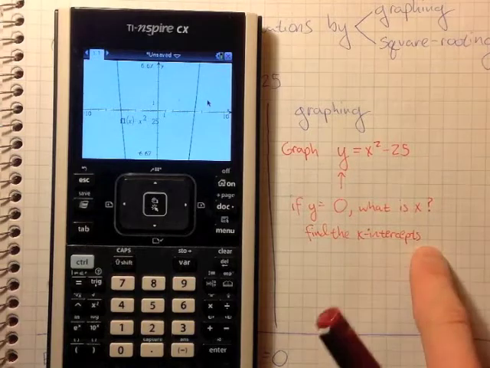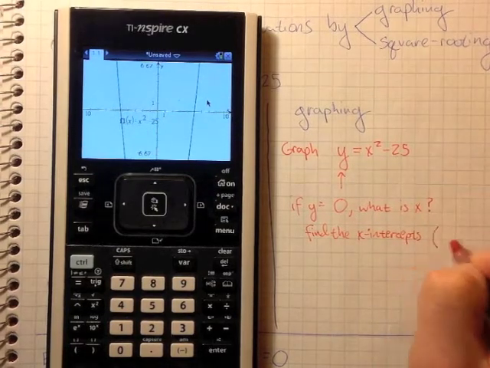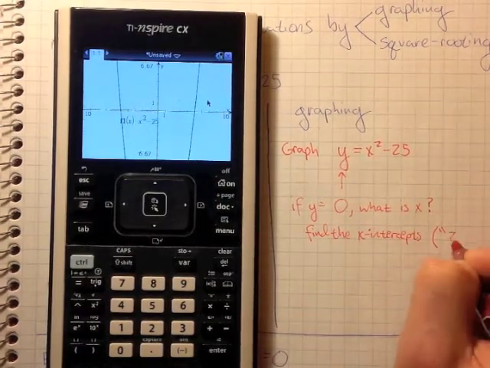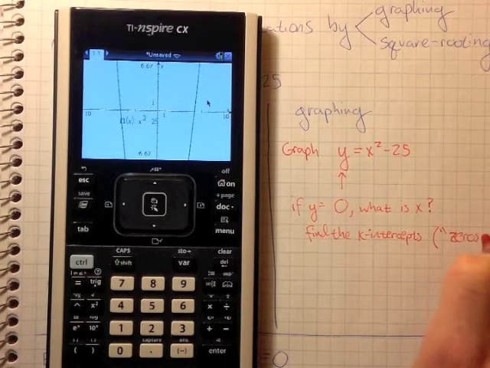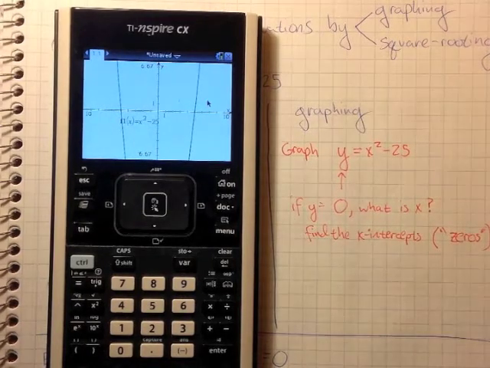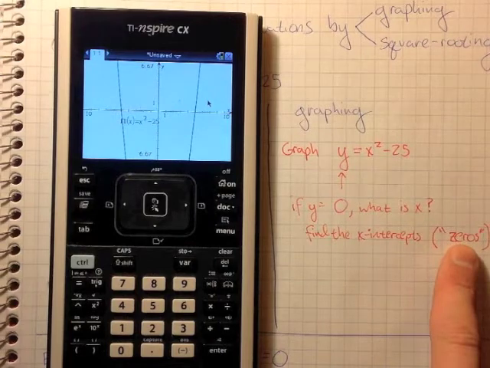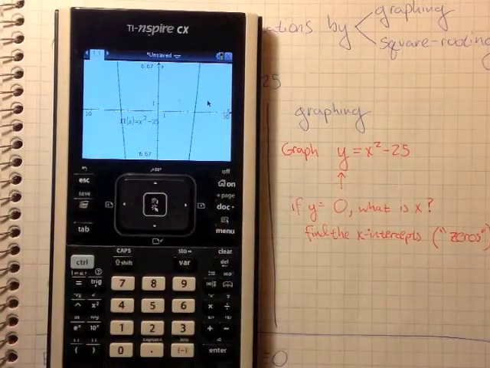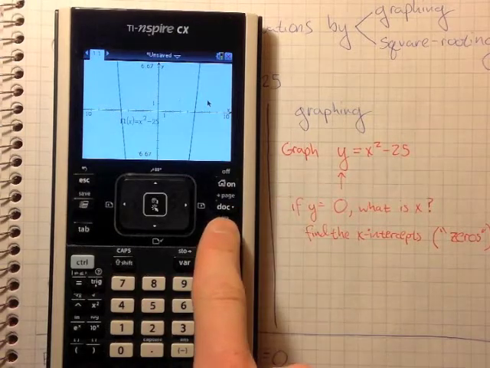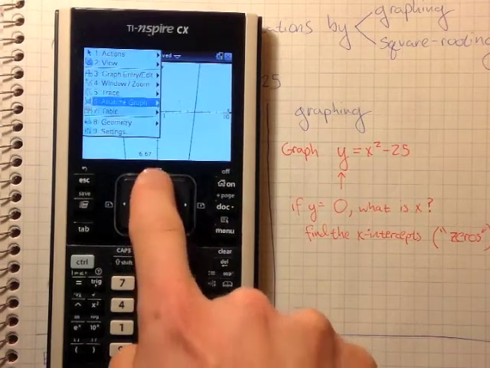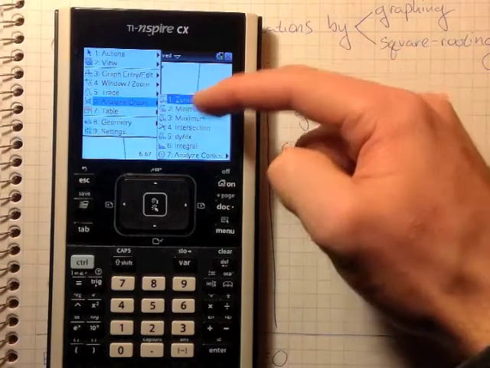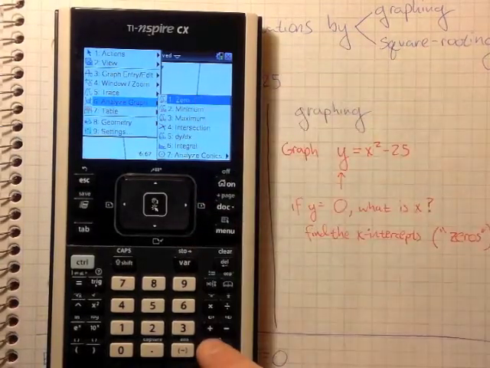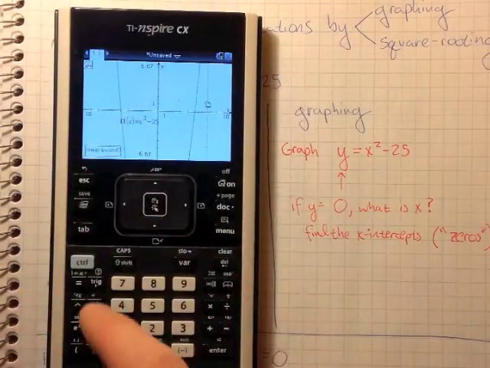And another way of phrasing that question is find the, what we call, zeros of the function. We are finding the zeros. That just means find where y is 0. So let's use our calculator to do that. I'm going to go to Menu, Analyze Graph, 0. So this will allow me to find the zeros of this function.